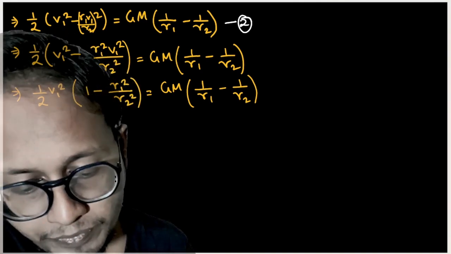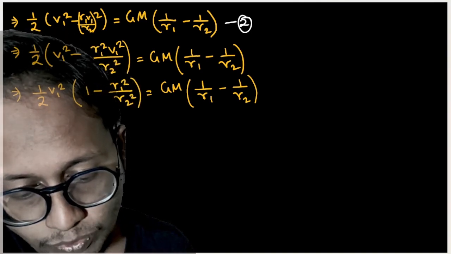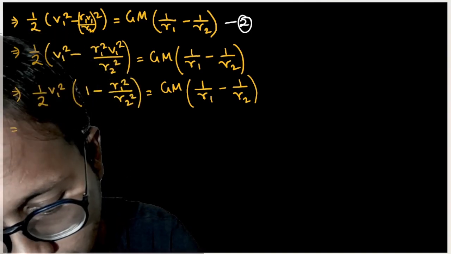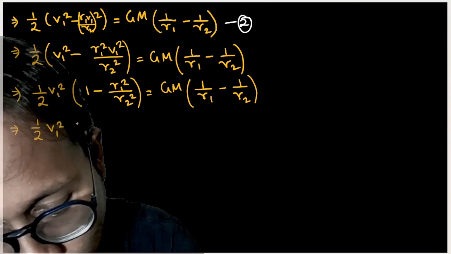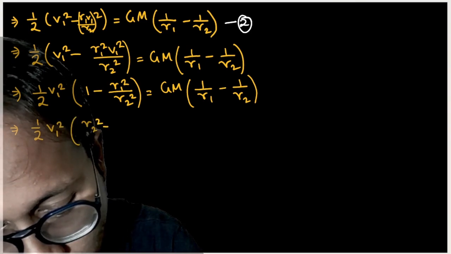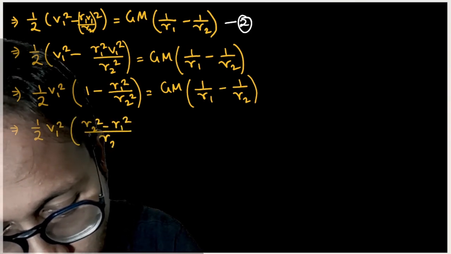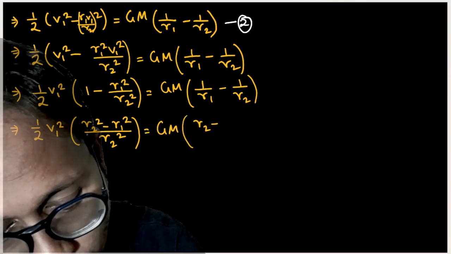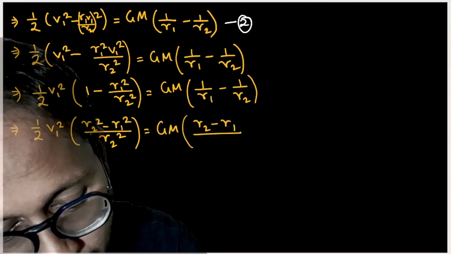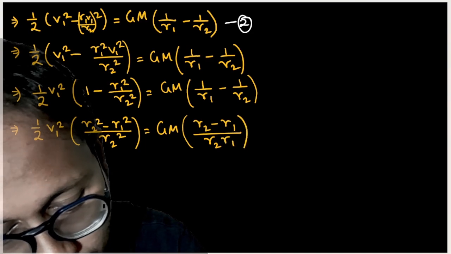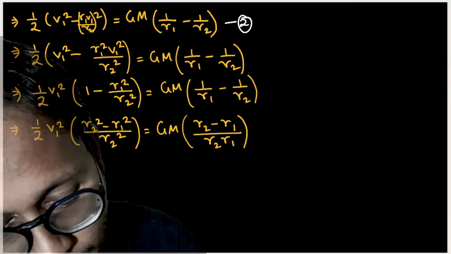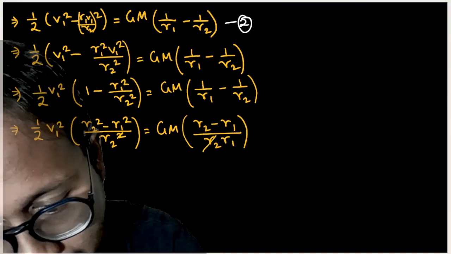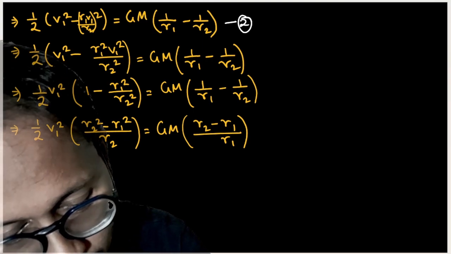Okay, out here what can I do? I can do out here r2 square minus r1 square. Or half v1 square into r2 square minus r1 square divided by r2 square is equal to GM into r2 minus r1 divided by r2 r1. Now r2 and this square get cancelled.